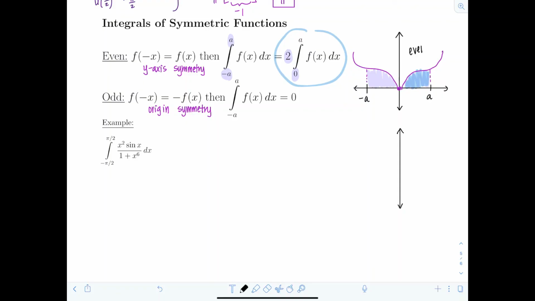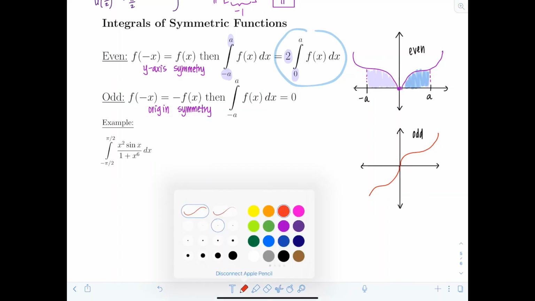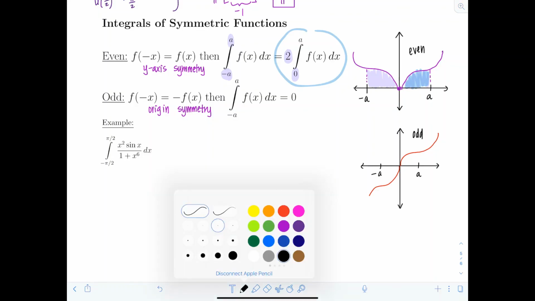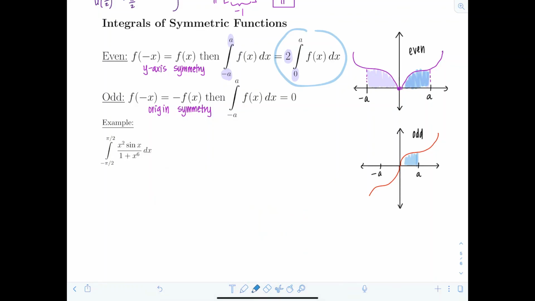So this was for an even one. Now let's do one that's odd. So odd functions, maybe you think of x cubed or you think of sine x, something like that. Let me draw something a little fun, something with origin symmetry. I don't think that's right. I shouldn't try to be so fancy. Okay, so here's a, here's negative a. Now look at this. So the area underneath the curve from negative a to a will have exactly the same amount of positive area and negative area. So it all cancels out.